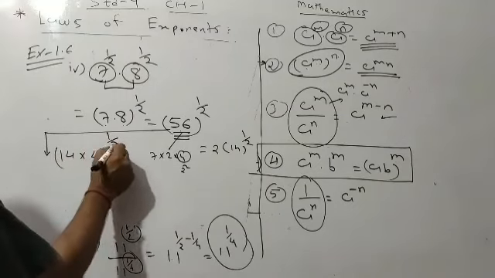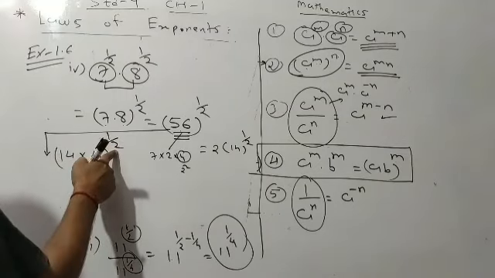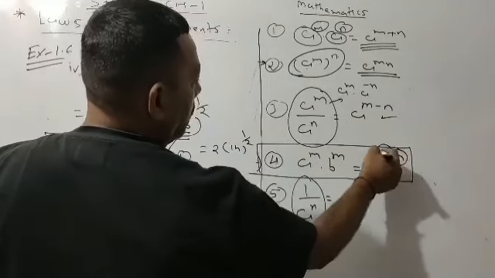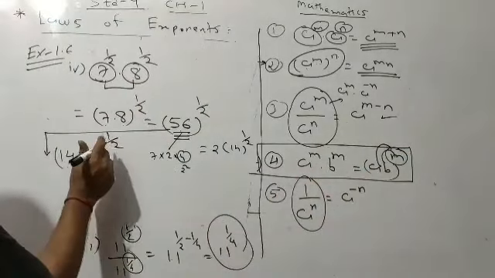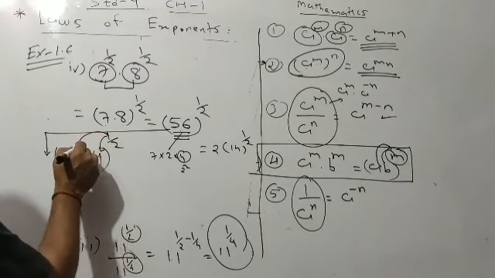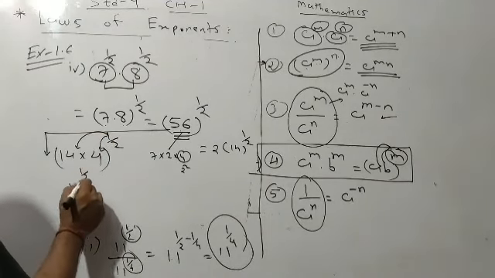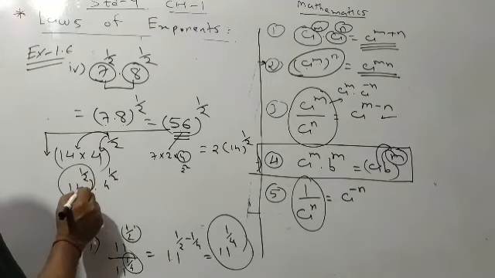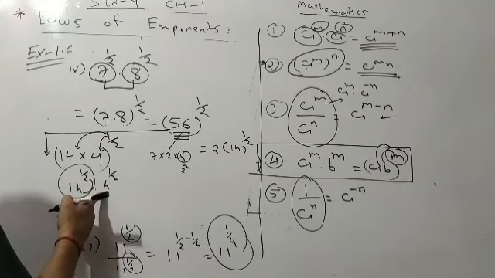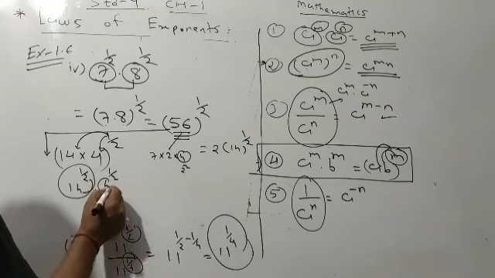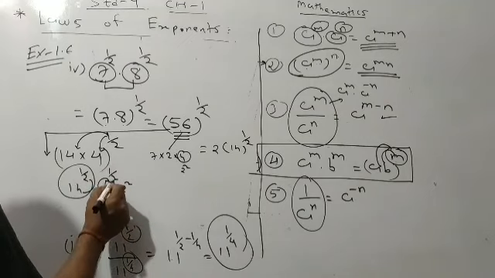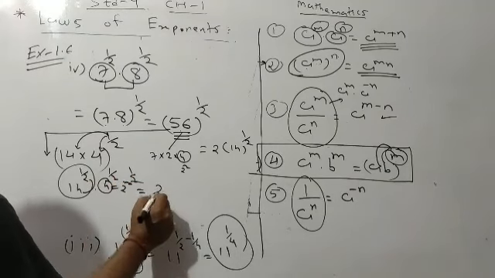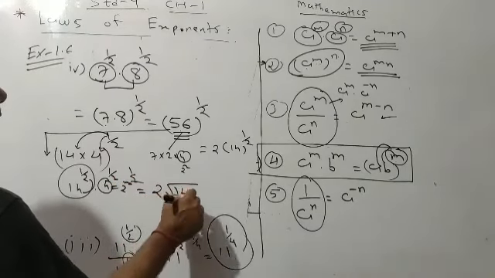Still the half power is there. This half power is applied to 4 as well as 14. So 14 power 1 by 2, 4 power 1 by 2. 14 power 1 by 2 means root 14. And 4 raised to half, 4 is nothing but 2 square, so the square and half get cancelled. So only 2 is left. So the final answer is 2 under root 14.